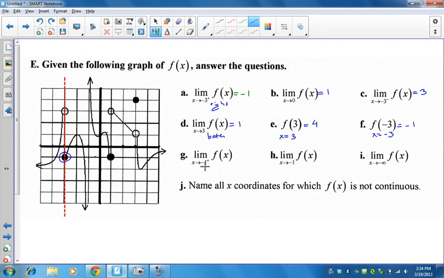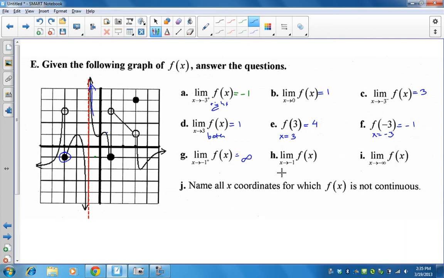G, x approaches -1 from the right, so let's go to -1. Now this is interesting because -1 is a vertical asymptote. Now as I come from the right side, this is the right side over here, my function is going up forever. So we will say as x approaches -1 from the right, going towards infinity, because the function's going up.